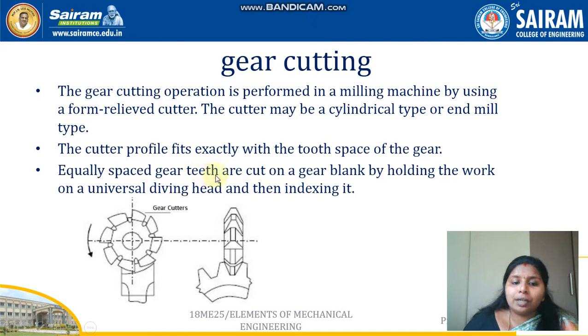Equally spaced gear teeth are cut on the gear blank by holding the work on a universal dividing head and then indexing it. So these are the operations that can be done in a milling machine.